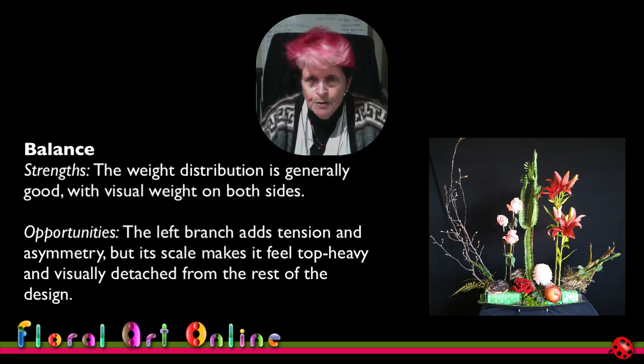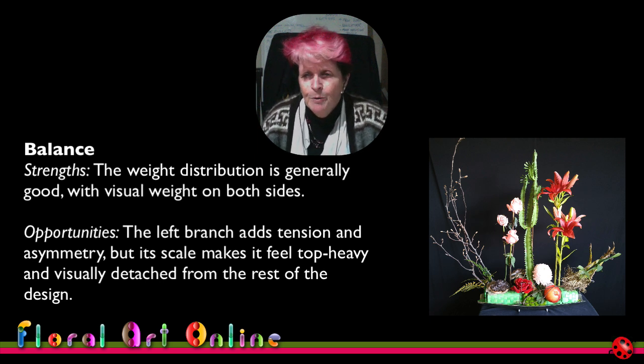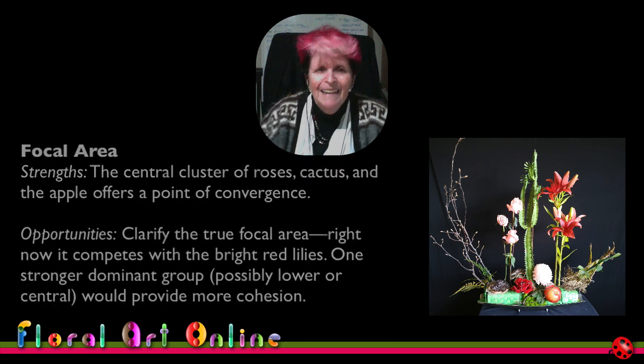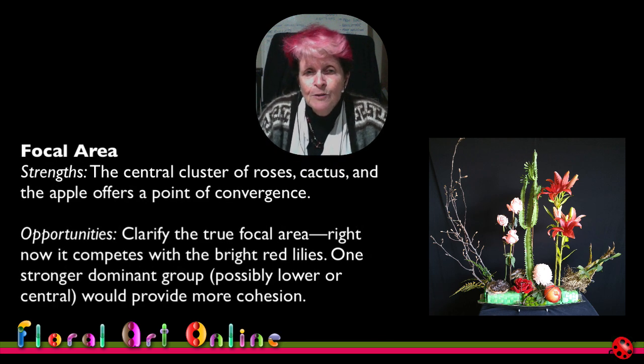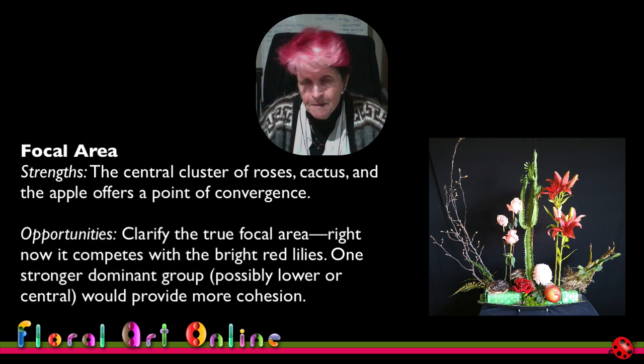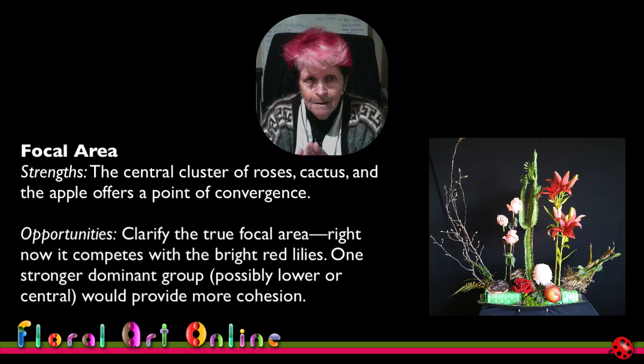I would also like to have seen the roses just slightly lower than they are in this, but that's my personal visual balance approach. The focal area. The central cluster of roses, cactus and the apple offers a point of convergence. So that's our radial section there, is that area where it looks like everything's coming from the one point. So the cactus, the rose, the chrysanthemum and the apple just feel like they're all in that one area there.